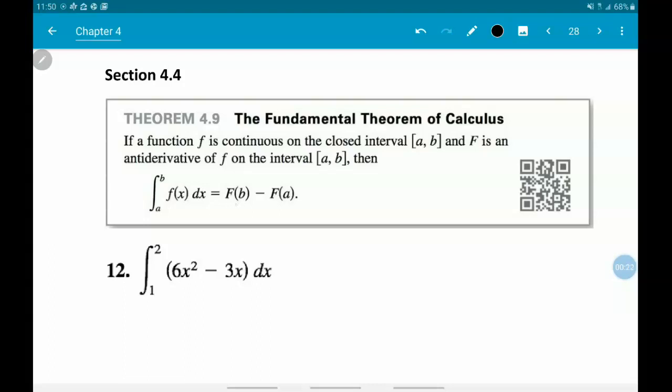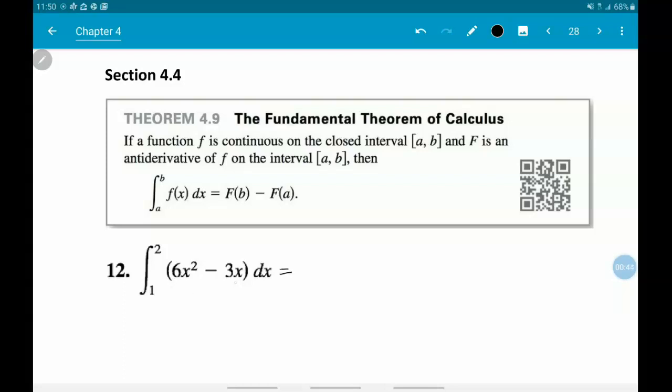And then to find that area, since we're looking for a number, we're going to find that antiderivative evaluated at b. That's that top limit of integration, minus the antiderivative evaluated at a. That's that bottom limit of integration. So let's do one so you can see what's going on.